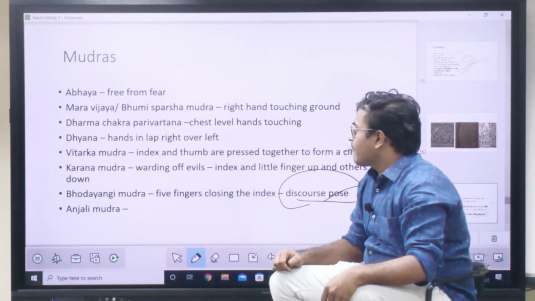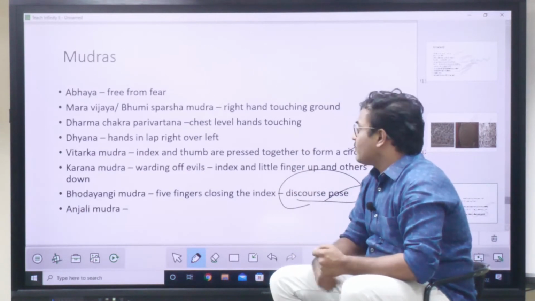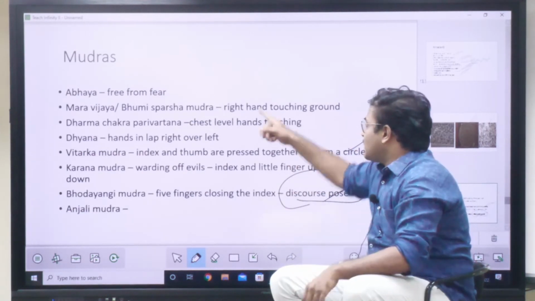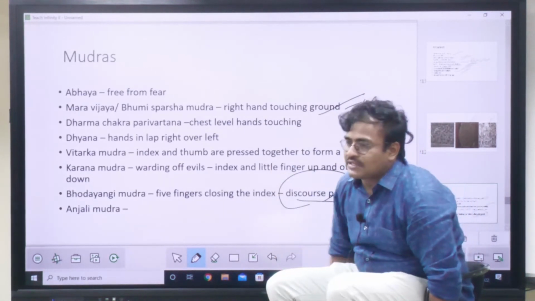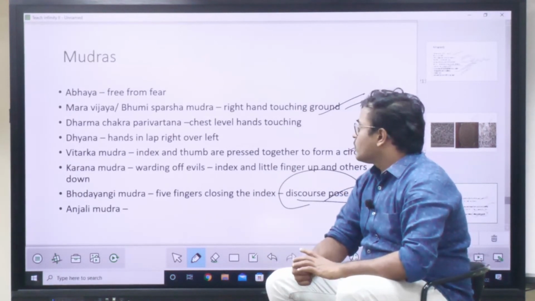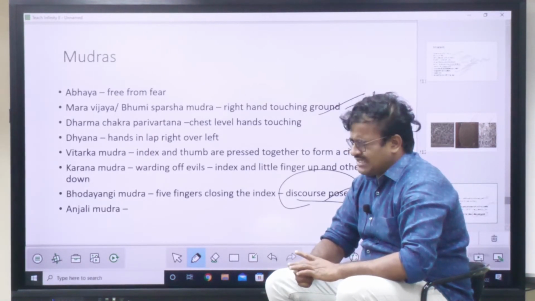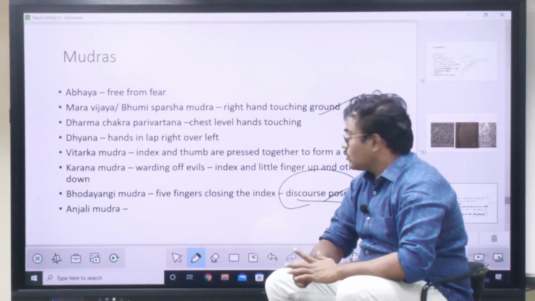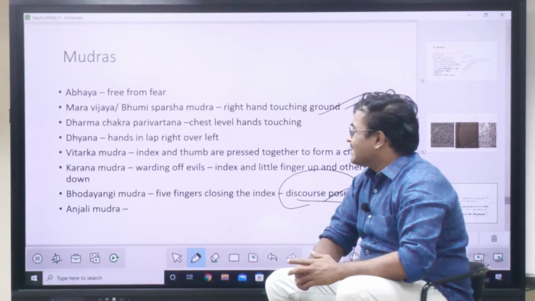Discourse pose. Dhyana Mudra is right over left. Remember? Right over left, Dhyana Mudra. Then Maravijaya or Bhumi Sparsha Mudra, right hand touching the ground, which proclaims Buddha's enlightenment or nirvana to earth. Which proclaims Buddha's victory over desire. Then the next mudra is this Dharmachakra Parivartana Mudra.